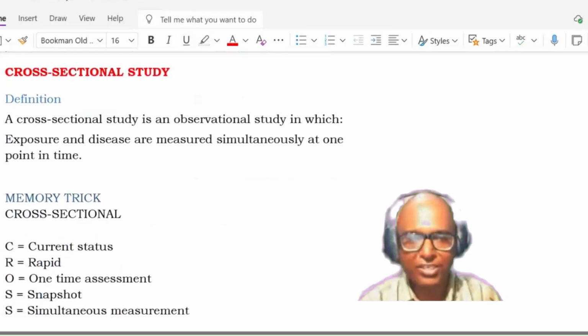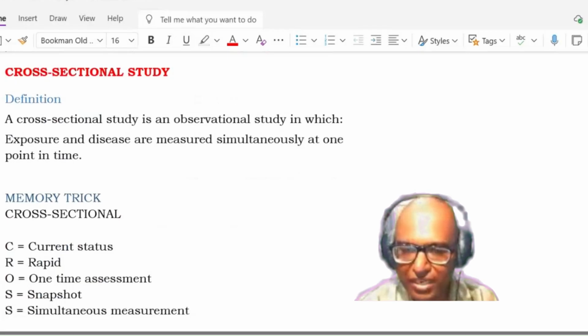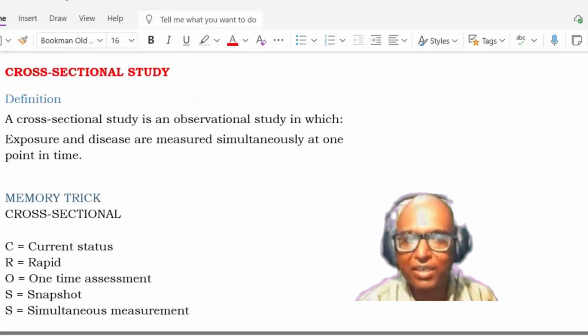So we'll start with the cross-sectional study. A cross-sectional study is an observational study in which exposure and the disease are measured simultaneously at one point in time. So what is the difference with respect to the cohort study? There we had only exposure at the beginning, while in cross-sectional we have the exposure as well as the outcome.